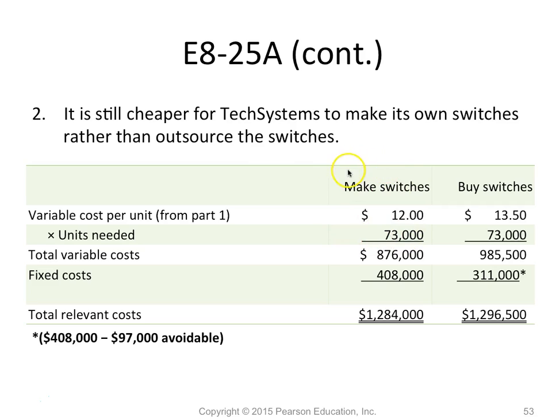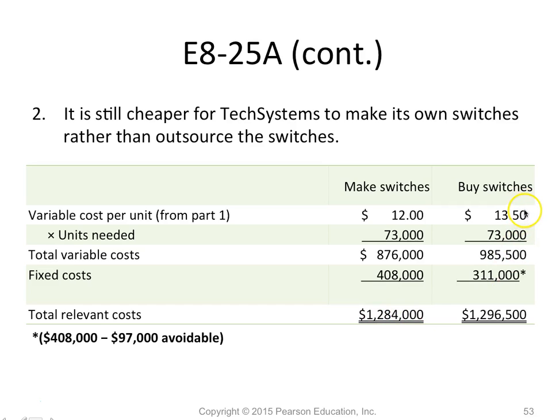So to make the switch, the variable cost per unit is $12, and the new volume is 73. So the total variable cost will be $876,000, plus the fixed cost of $1,284. So the total relevant cost will be this.